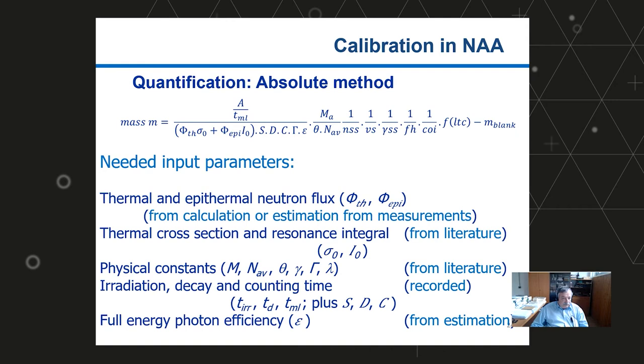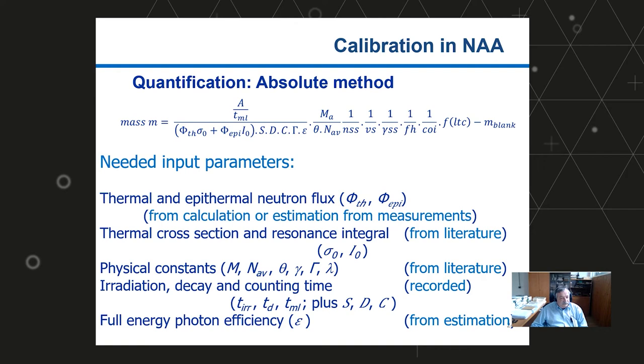Now the formulas, of course, the absolute method, the calculations are the most intense. This is just to present you how this formula would look like. So what we need here are thermal and epithermal neutron flux, which we calculate or estimate from the measurements. We need cross sections and resonance integrals for the reactions, which we obtain from the literature. We have a number of physical constants, which we need also from the literature.